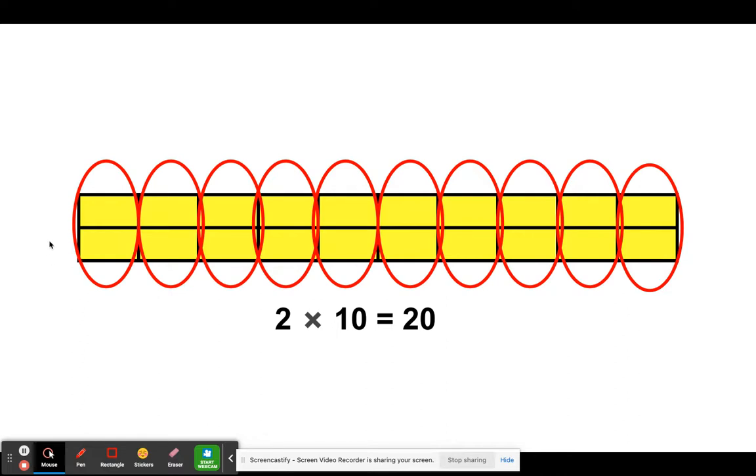And I'm going to look into how many are in each small group here. I have 2 rectangles in that group. So I can say 20, my whole, divided by 10, when I broke it up with the circles here, equals 2.